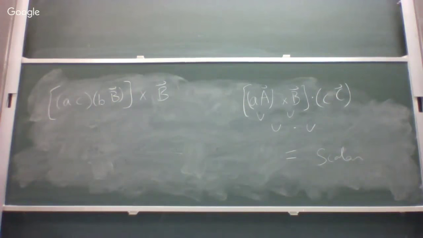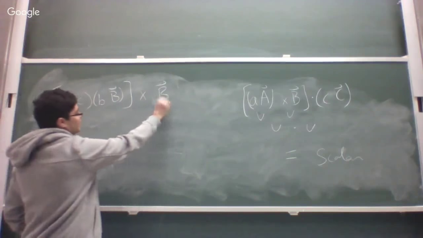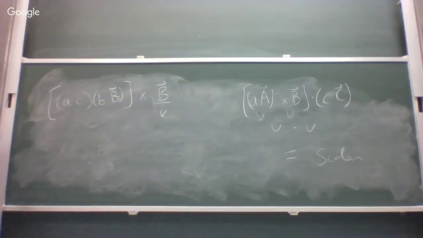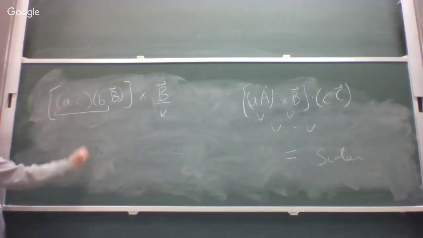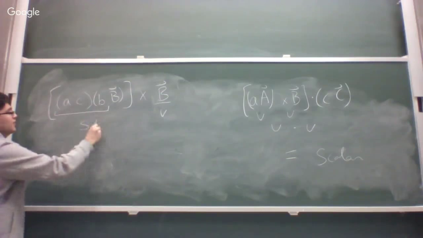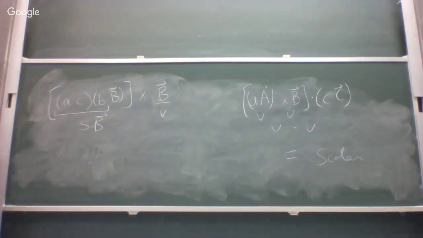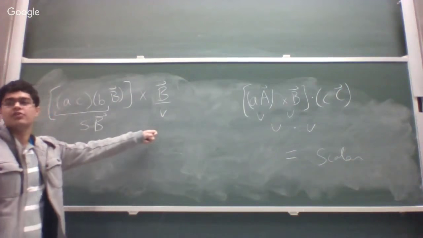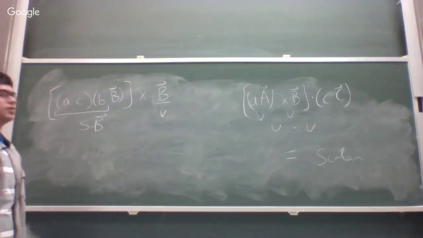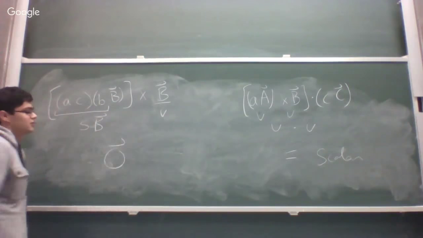Which vector? Oh, wait. Yeah, you have numbers. This remains a vector. These are all scalar components. We'll just call it an S with a B vector. They're the same vectors, so they're parallel. And so it would be the zero vector.